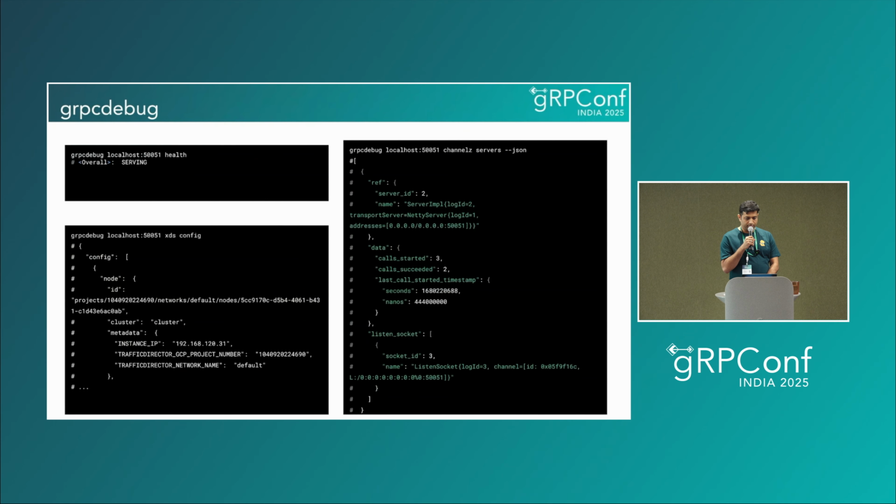So I'll just show you some examples. You can see we are querying health, and we are querying for XDS config in one place, and in the third one we are basically looking at the server's JSON, so using channelz to fetch the JSON.